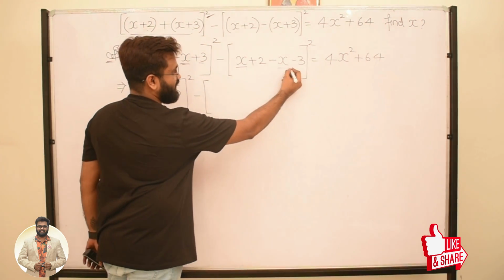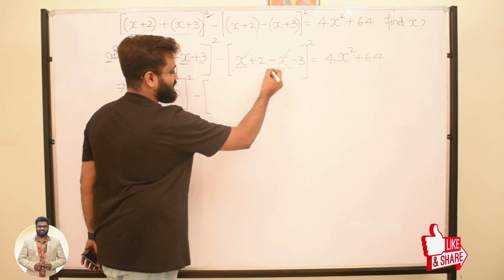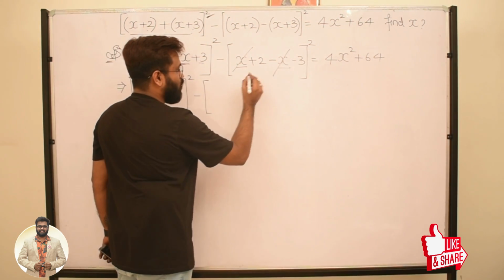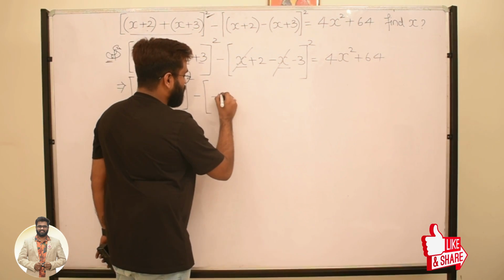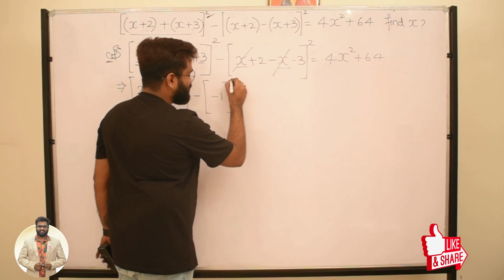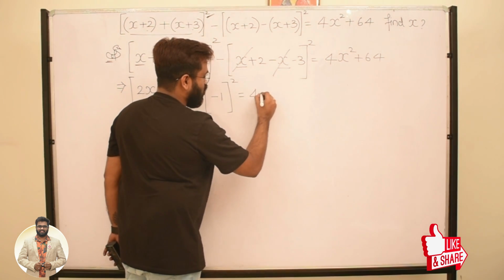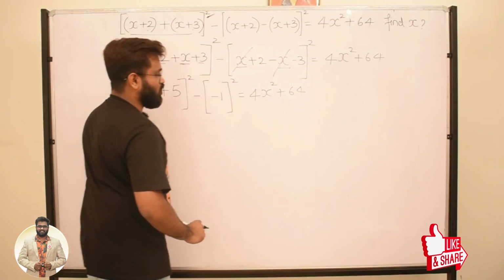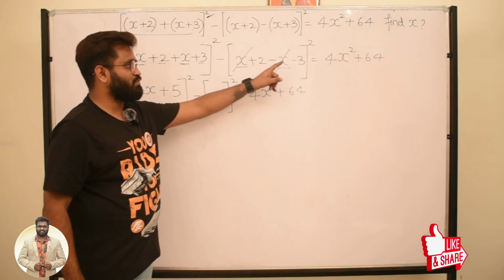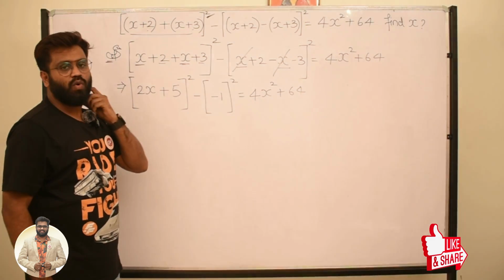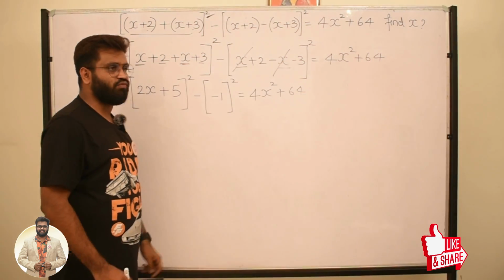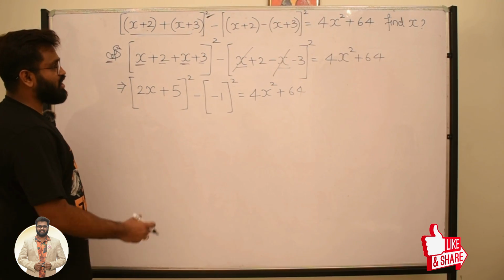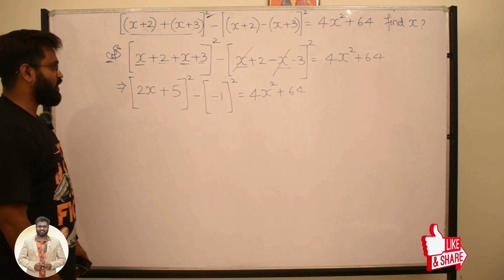Plus x minus x gets cancelled. So, plus 3 minus 3. What happens? Plus 3 minus 3... minus 1, whole square is equal to 4x² + 64. If you want to know what this plus minus or minus minus is, or how plus into minus works, and you have no idea about basic things, comment to me. I will explain the basic terms in the next video.